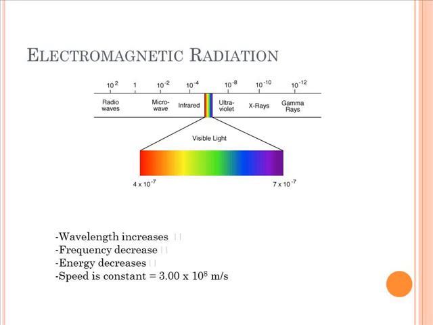And this makes sense if you think of waves on a shore. The farther apart the waves are, the less frequently they hit the shore. Smaller waves that are closer together are going to hit the shore more frequently.